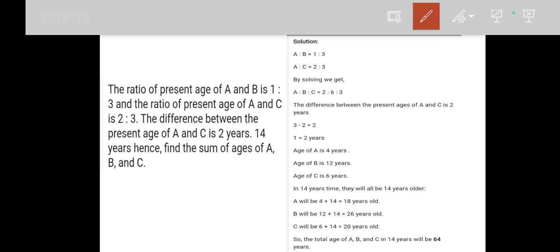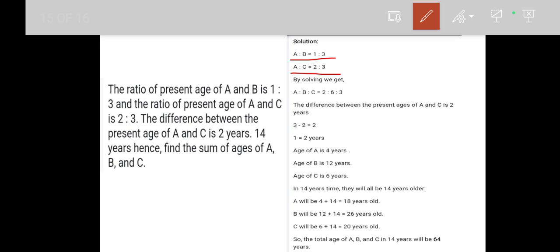So currently the ages of A and B are in the ratio of 1:3. A and C are in the ratio 2:3. The present age difference between A and C is 2 years. 14 years ahead, what will be the sum of the ages of A, B and C? So we know that A and B's ratio is 1:3 and A and C's ratio is 2:3.